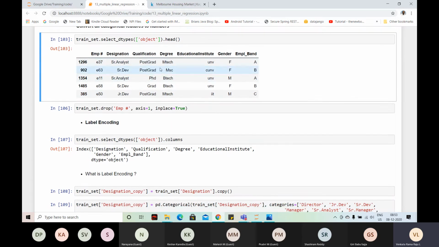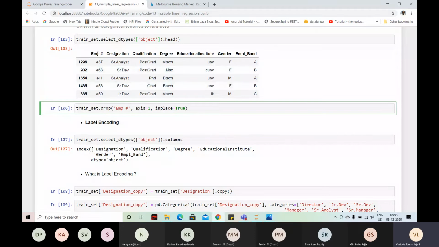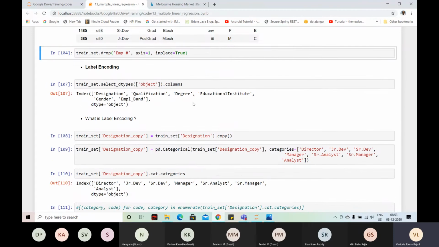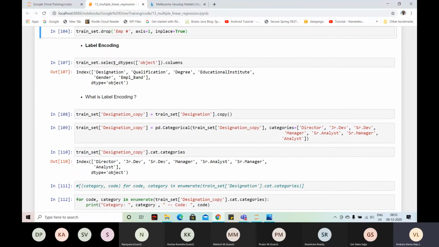Now I need to convert these into numbers. To convert these into numbers, we have to go with label encoding or one-hot encoding. Okay, so I am dropping this employee number column because it will not add much value there. It is distinct for each row and is not going to add any value, so I am dropping that column and now doing label encoding.